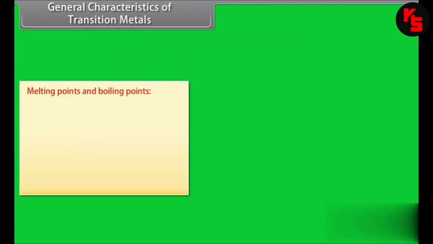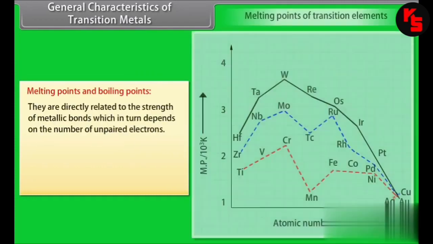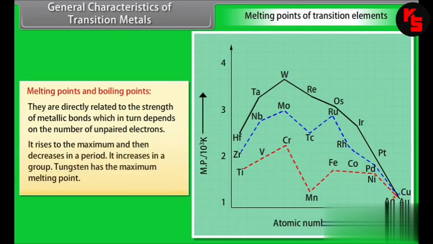Melting points and boiling points. They are directly related to the strength of metallic bonds, which in turn depends on the number of unpaired electrons. It rises to a maximum and then decreases in a period. It increases in a group. Tungsten has the maximum melting point. In tungsten, partially filled d orbitals form additional covalent bonding due to overlapping of adjacent atoms.